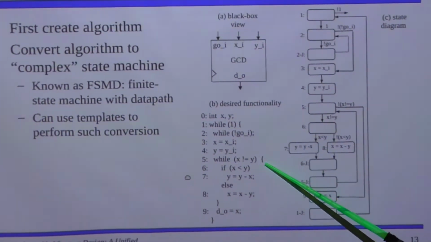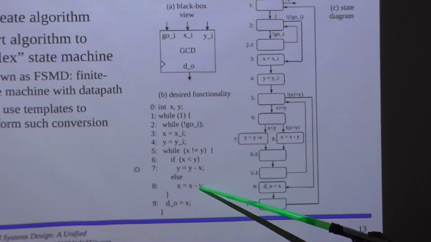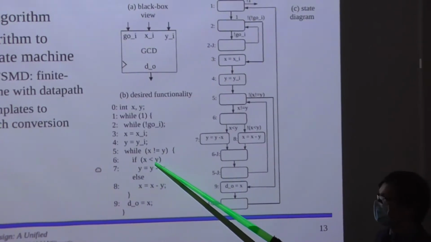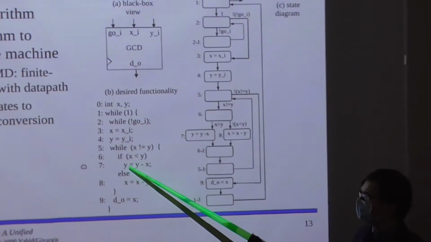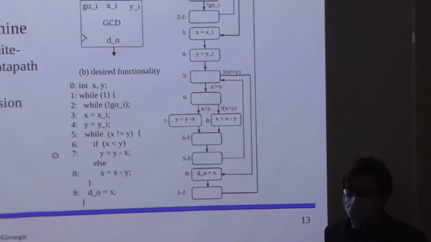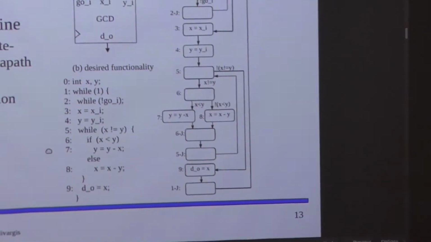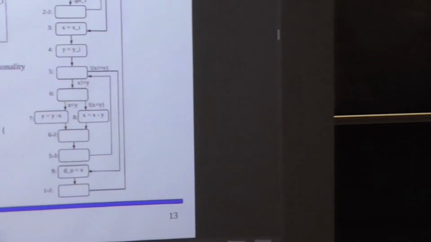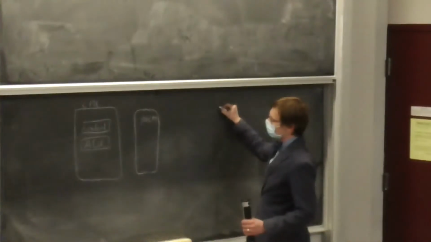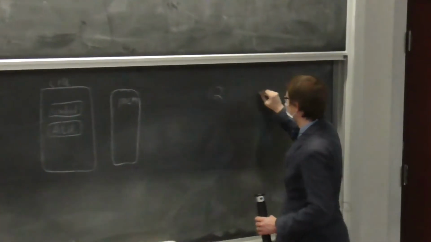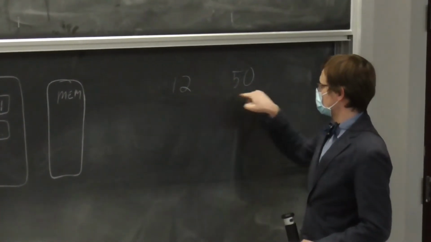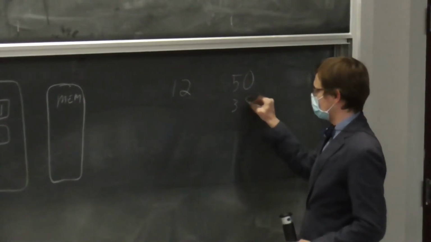So the algorithm itself: while x and y are different, if x is less than y, then we subtract x from y. Otherwise, we subtract y from x. So it's kind of cool, right? Because it actually works. I'm just going to demonstrate it quickly. So let's say you had 12 and 50. Subtract 12 from 50, you get 38.